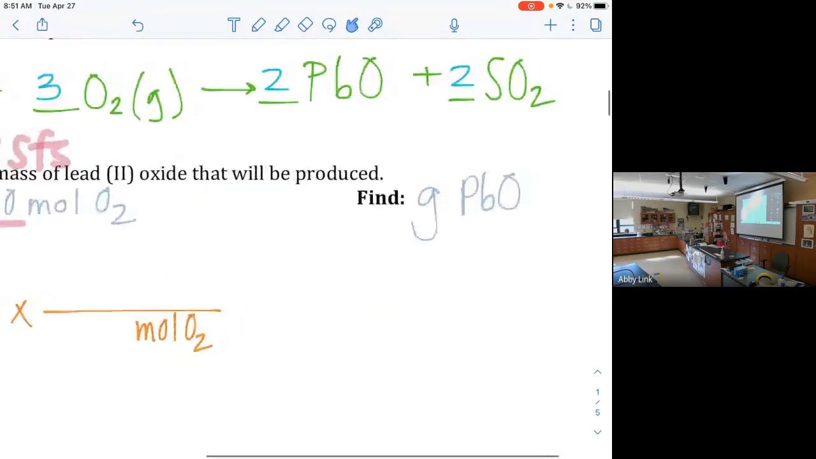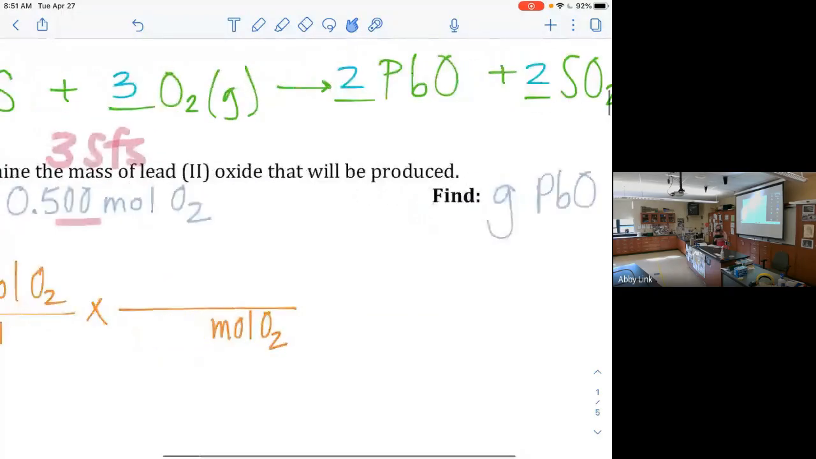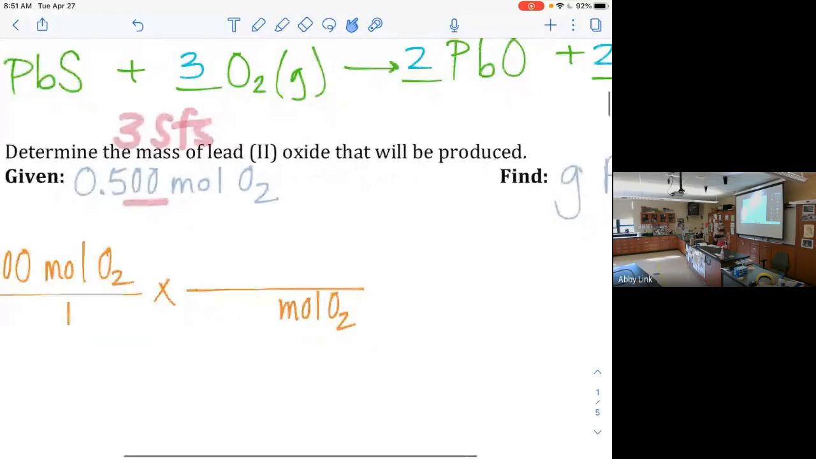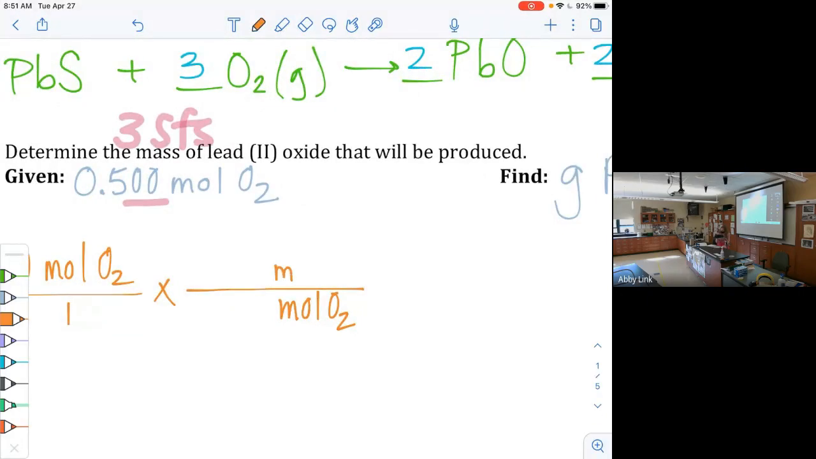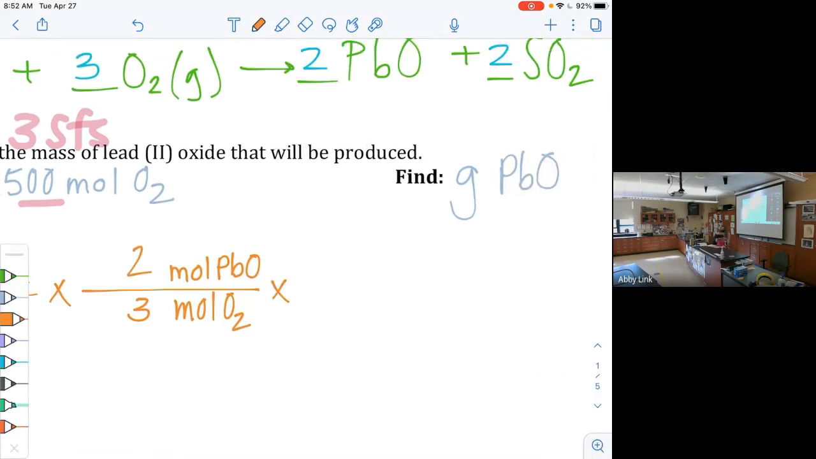What am I trying to find? I'm trying to get to PbO. All right. So what you might recognize, hopefully, is I can put my moles of PbO up top here. We can use our mole ratio, and then we're going to use the molar mass of lead(II) oxide to find the grams. Okay. So again, this is like one less step than your normal grams to grams. All right, so the coefficient in front of O2 is a 3. The coefficient in front of the PbO is a 2. So we can fill in those numbers.